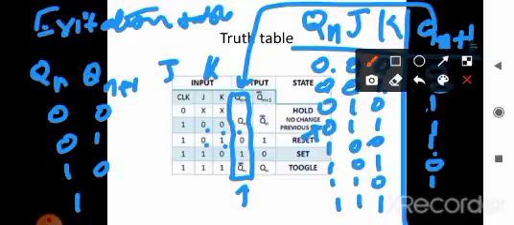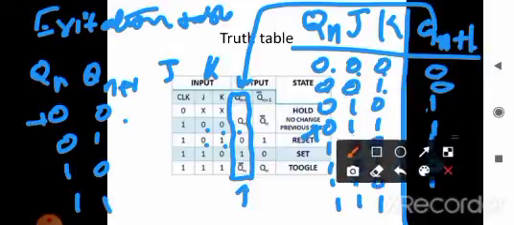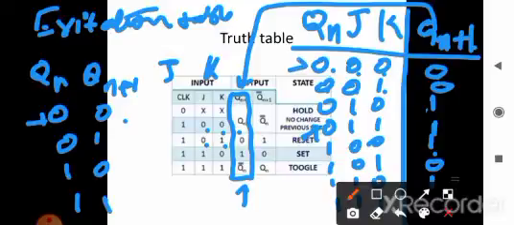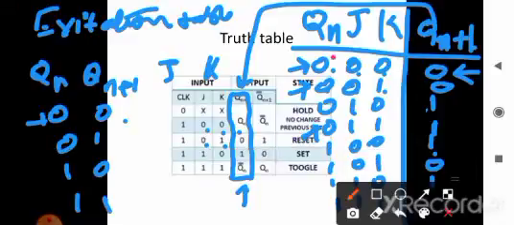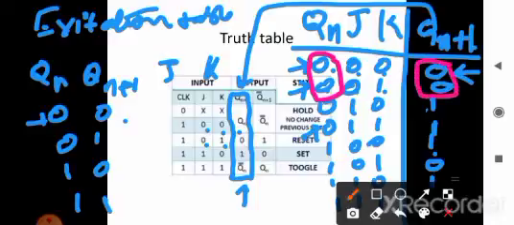For q1 is equal to 0 and q1 plus 1 is equal to 0, what is the value of j and k here? So q1 is equal to 0 and q1 plus 1 is equal to 0. So you just see this condition. I will just show you in the other ink. When both q1 and q1 plus 1 are 0, what is the condition? J is equal to 0, but what is the k? K will be varying from 0 to 1. So that's why we have to put k as x.